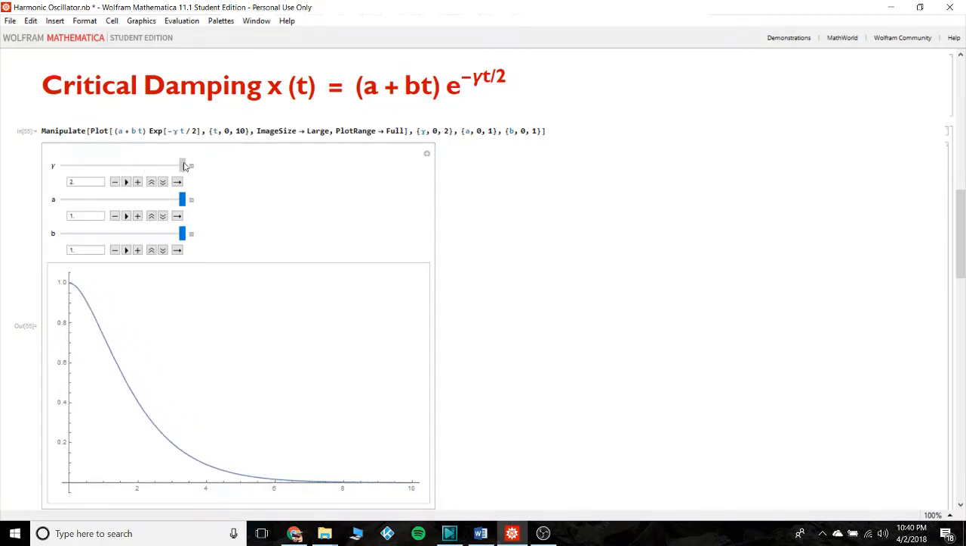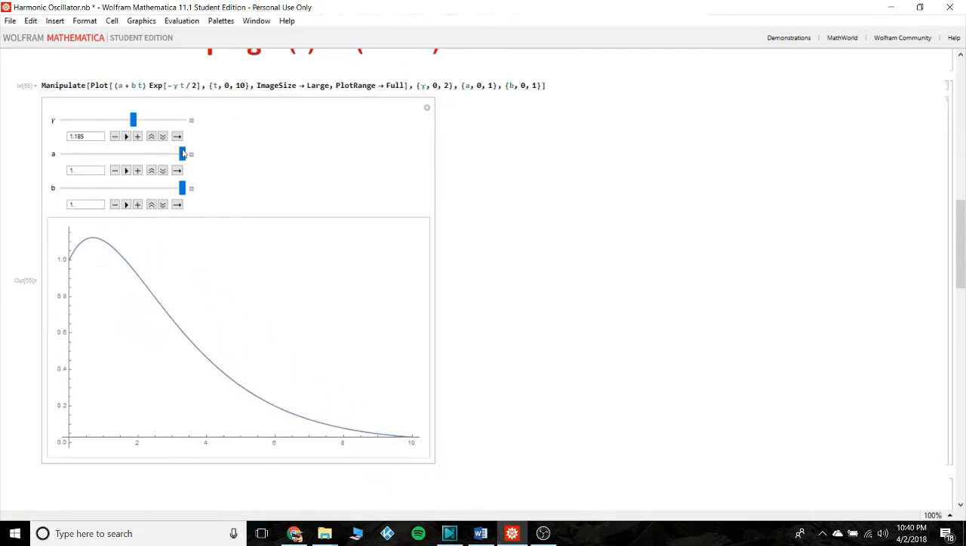And in the extreme, the critically damped case almost seems to match the overdamped case. It sort of looks like a Gaussian curve too, which is interesting. Okay, so that's the critically damped case.